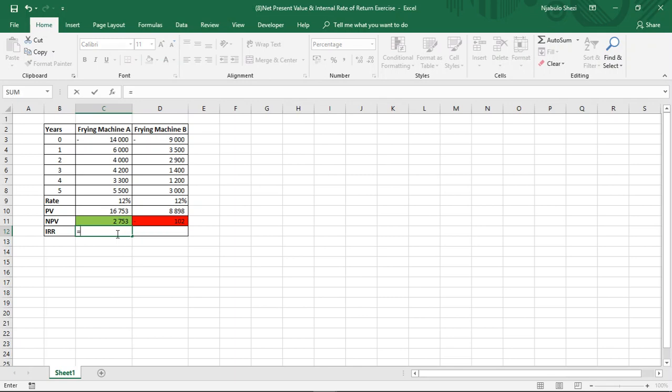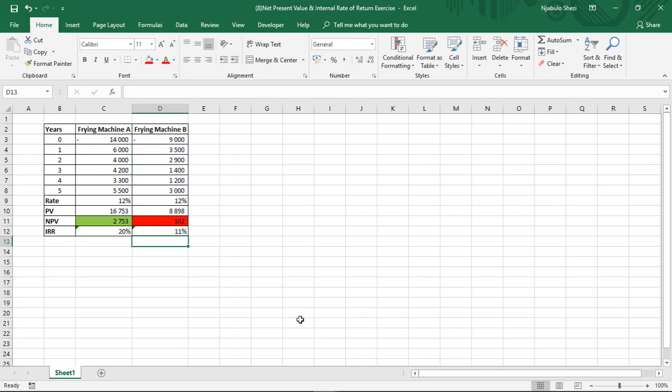So our formula is equals IRR, open bracket. For our internal rate of return, we are going to be inserting all of our cash flows, both our cash inflows as well as our cash outflows. Enter. We are going to do the same for frying machine B, open brackets, all of our cash flows.